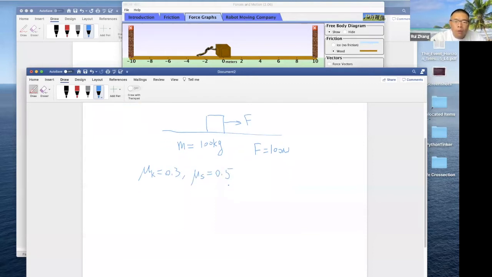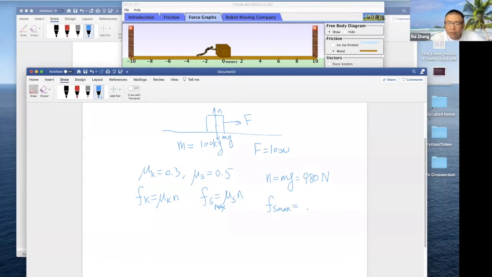Remember, the kinetic friction equals mu k times N, and the static friction equals mu s times N, the maximum. In order to get this thing in motion, it has to overcome the maximum static friction, which is mu s times N. In this case, you have mg going down and N going up. So N simply equals mg, which is 100 kilogram times 9.8, so that's 980 Newton. Because mu s equals 0.5, the maximum static friction you have is half of this, so 490 Newton.